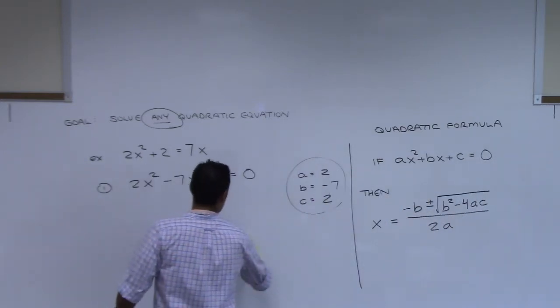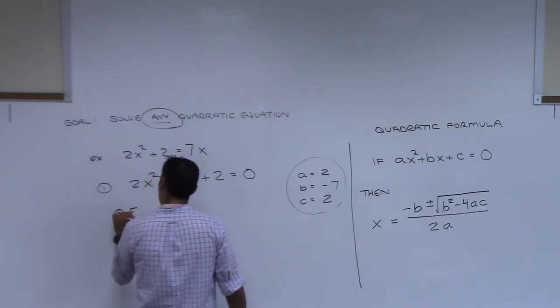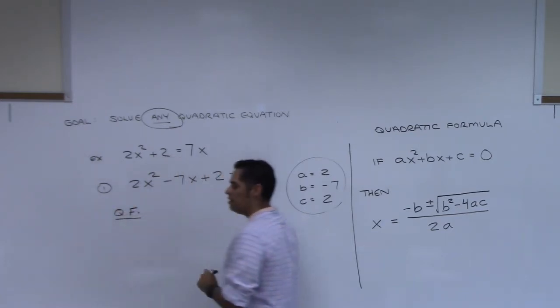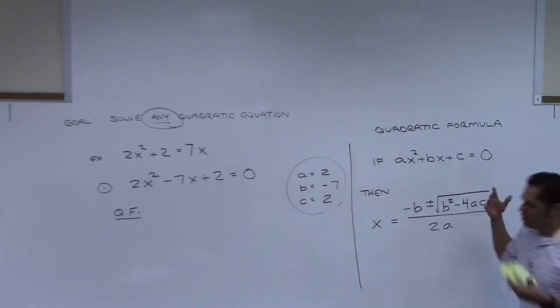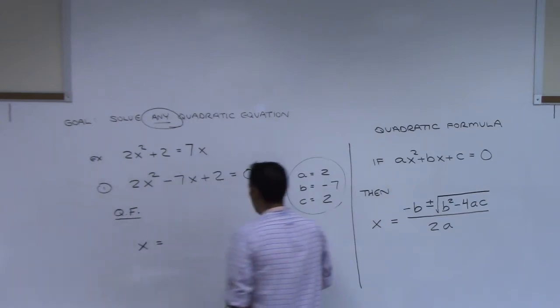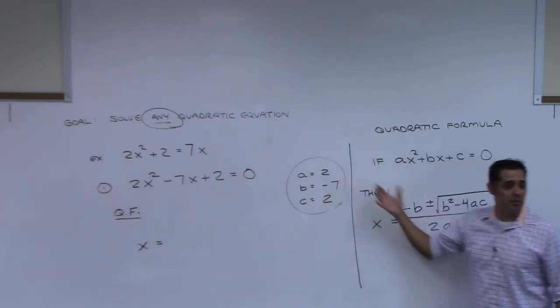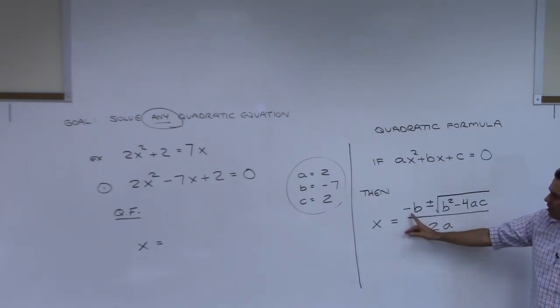Factoring fails. Now I'm going to use the quadratic formula. I'm just going to write QF for quadratic formula to make sure you understand what I'm about to do here. For the quadratic formula, we're going to go straight to the answers. X equals. Now we needed to identify A, B, and C, which we already did, right?